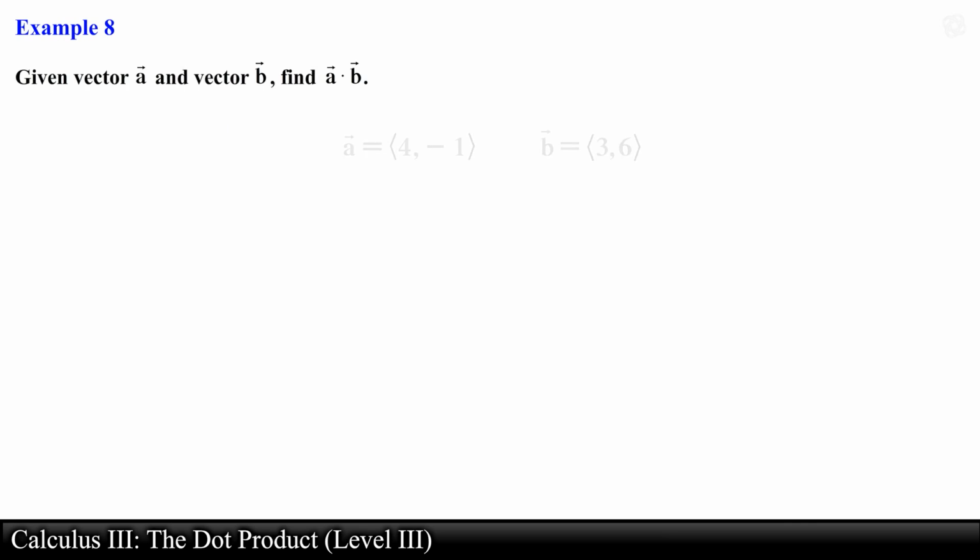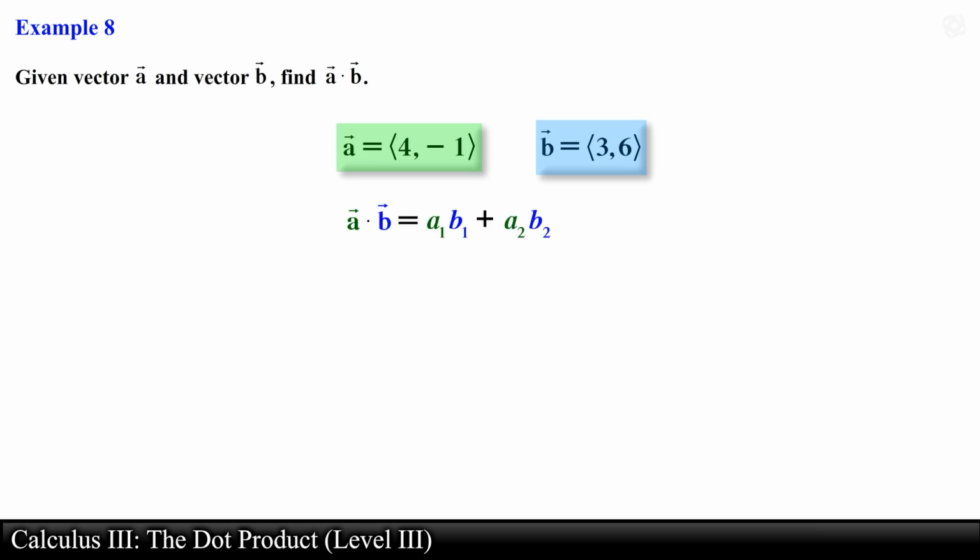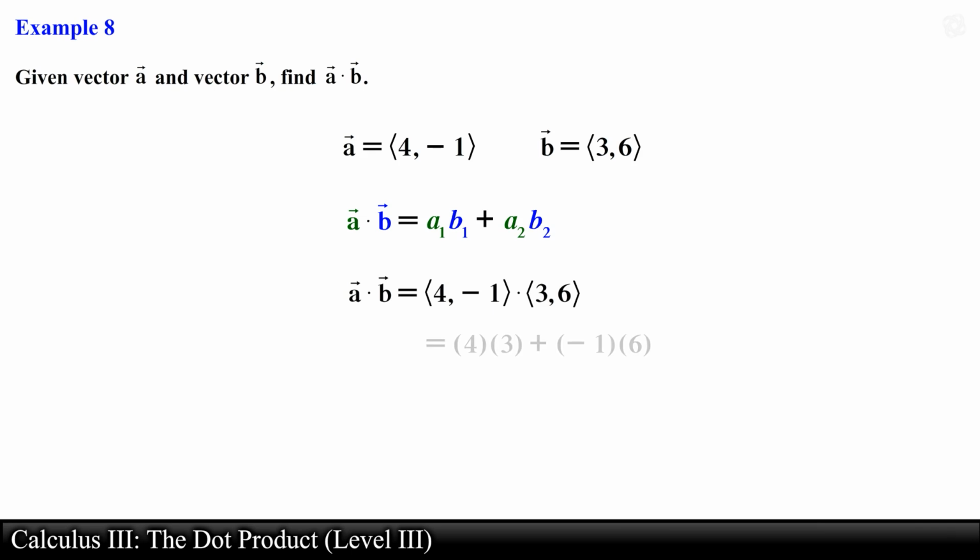Given vector A and vector B, find A dot B. In this example, we have two planar vectors in component form. This means that we can use the component definition of the dot product to find A dot B. So we go ahead and multiply the x components of each vector together, and add this result to the product of each vector's y components. The first product simplifies to 12, and the second product simplifies to -6. Then, it is just a matter of adding these numbers together, obtaining 6 as the final answer.